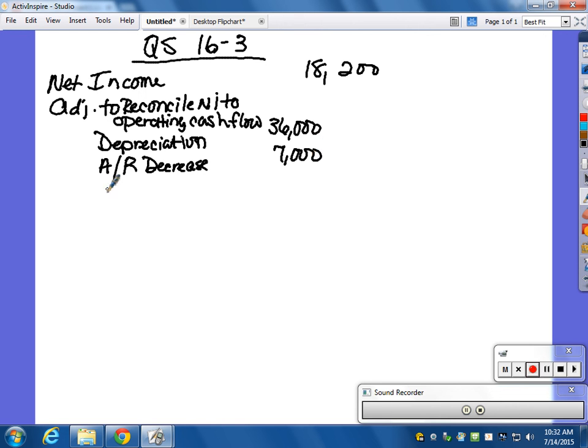Merchandise inventory, okay. Does it increase or decrease? Increase. And if it increases, it's a non-cash asset. So what do we do with net income? Subtract it. Subtract how much? $5,900. 5,900. What's the next line?